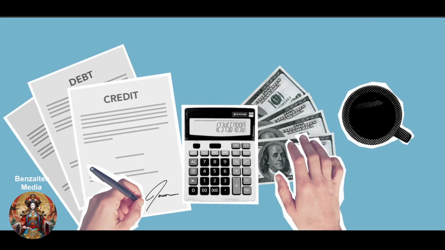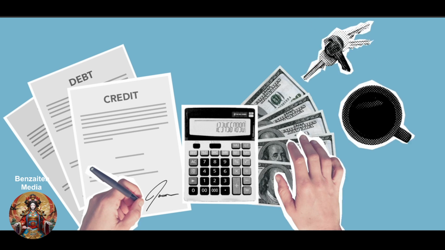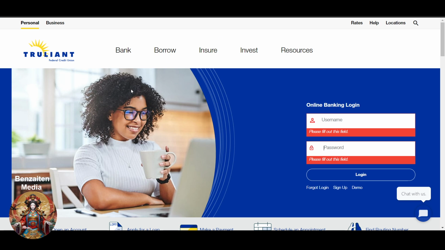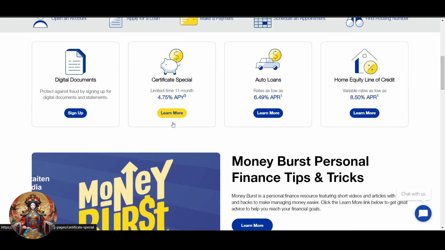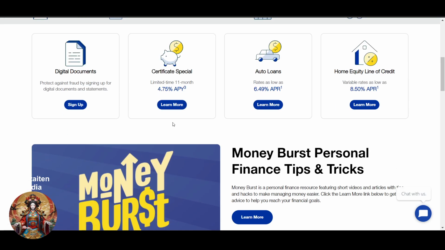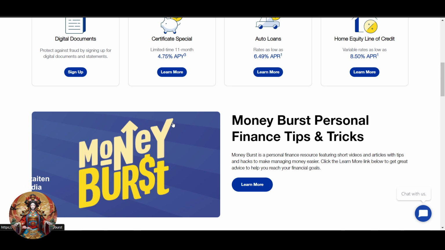Right, then what you have to do is look for the overdraft line of credit. Truliant may offer an overdraft line of credit, which you can find here, and you will find each and everything about what services they provide. You can even call them. It acts as a backup source for funds when your checking account balance is insufficient. You would need to apply for this line of credit, and approval would depend on your creditworthiness.